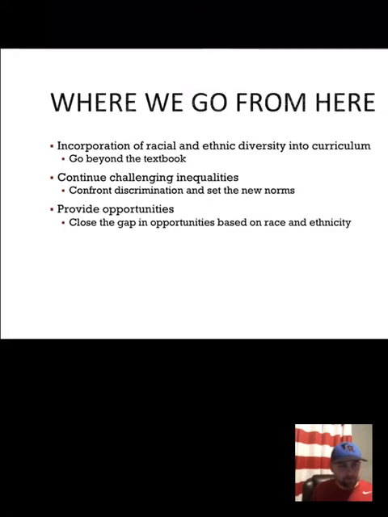To go into where we go from here, where we go from here is to keep incorporating racial and ethnic diversity into the curriculum, to keep pushing it, to go beyond the textbook, to challenge inequalities. Any racism or discrimination that happens in education needs to be challenged, and new norms need to be set where that does not happen, where all cultures are respected and given opportunities. We have to close that opportunity gap that's based on race and ethnicity that has existed in education, where some cultures and some genders and races were given more opportunities than others. We have to close that gap and provide more equal opportunities for everybody, no matter the culture.